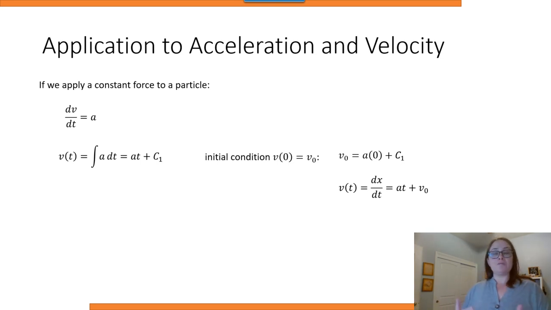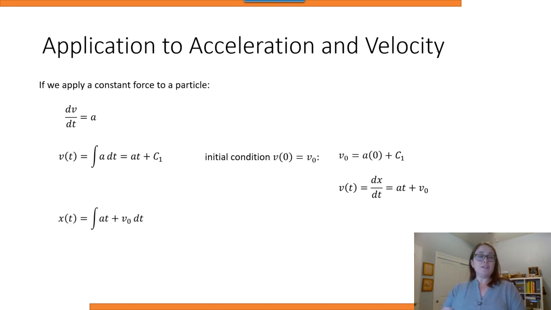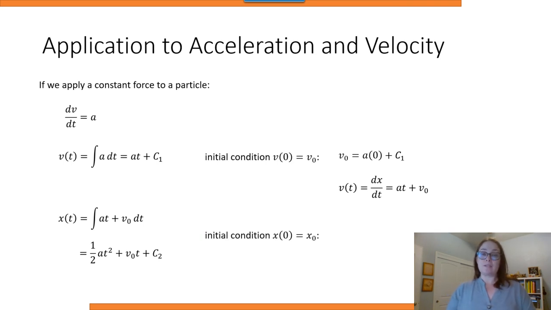Now, that gives me my velocity function. To get to the position function, I would want to integrate this. So if I take the integral of at plus v naught, then I would get 1/2 a t squared plus v naught t plus another constant of integration we'll call c2. If I have some initial conditions for the position, let's say x of 0 equals x naught, then I can plug that into the equation as well. So x naught would be equal to 1/2 a times 0 squared plus v naught times 0 plus c2.